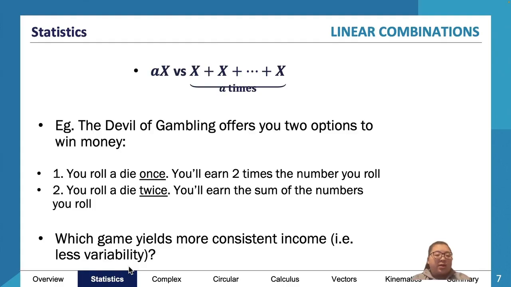Great, so let's jump into linear combinations and what they are. So the devil of gambling offers you two options to win money. The first of which is you roll the dice once and you'll earn 2 times the number you roll, or you roll the dice twice and you earn the sum of the numbers you roll. So which game leads to a more consistent outcome, i.e. less variability? So we want to explore this a little bit.